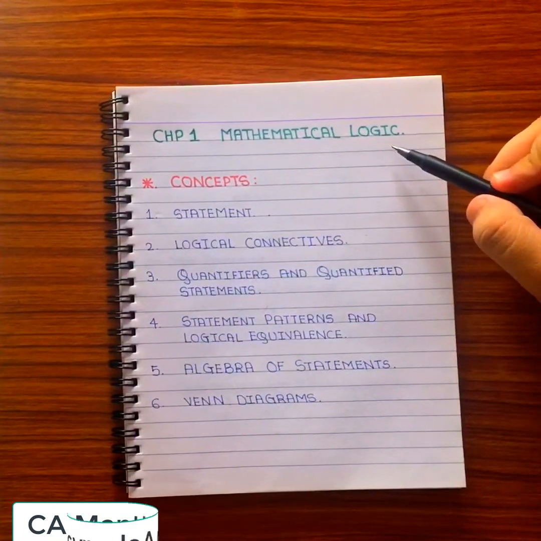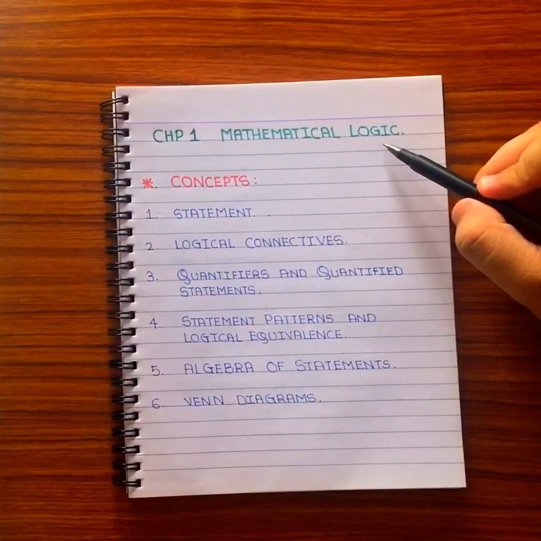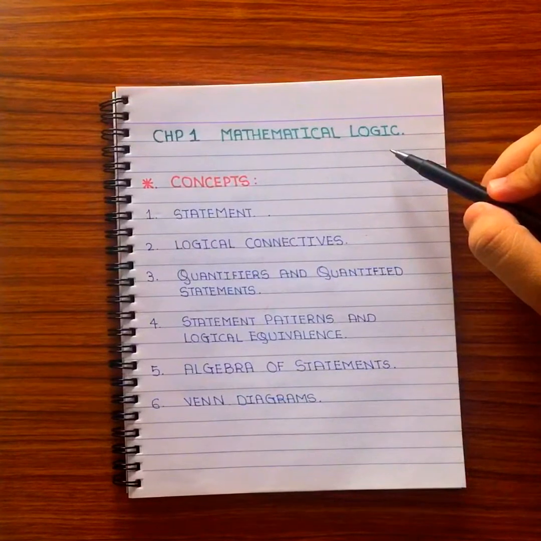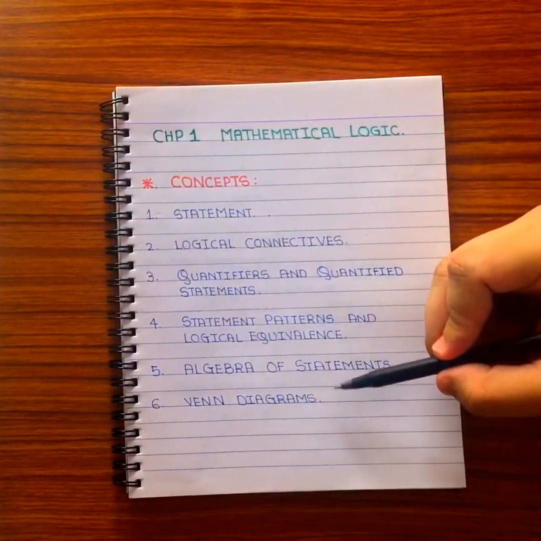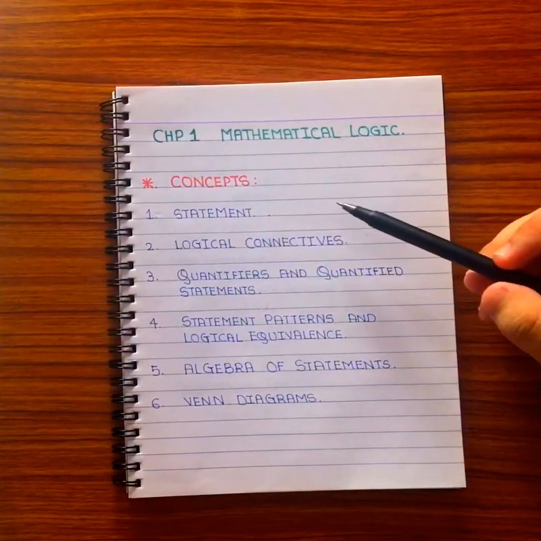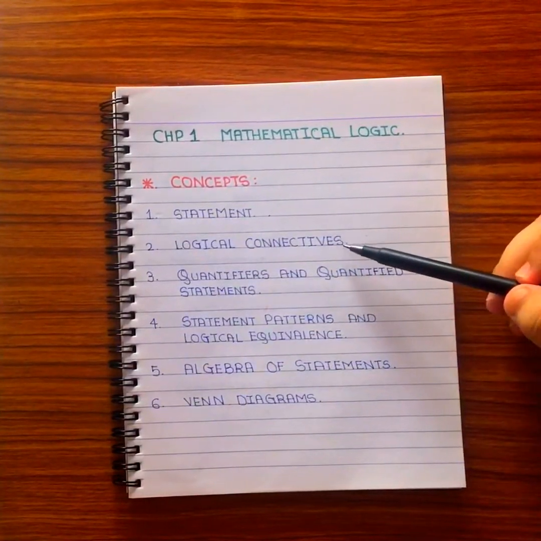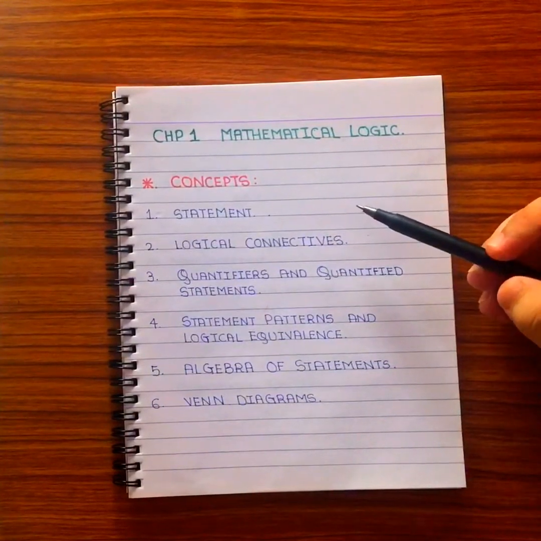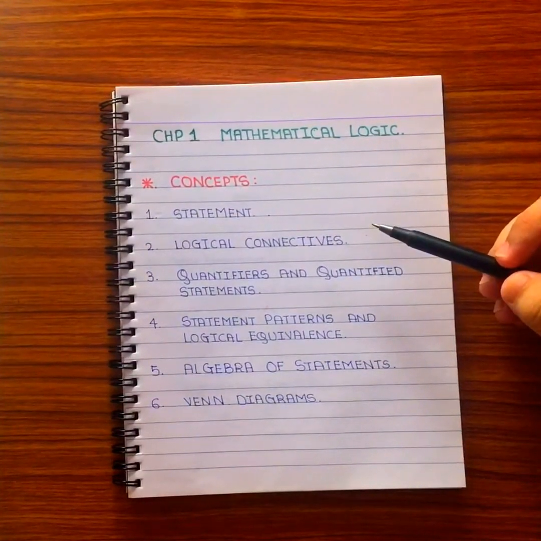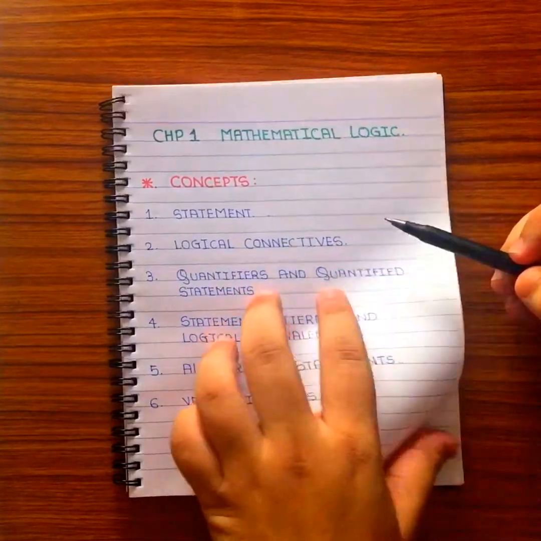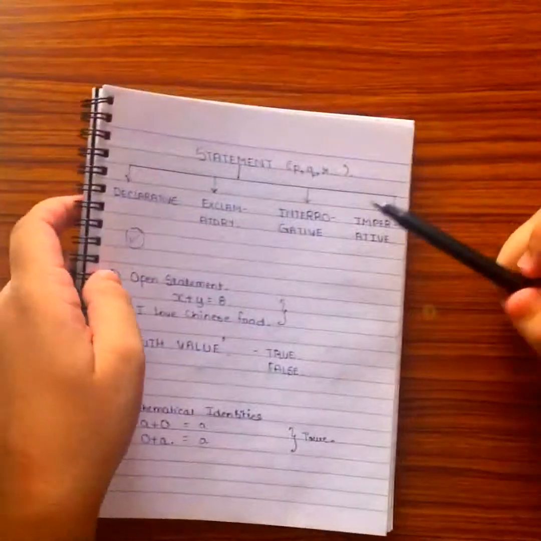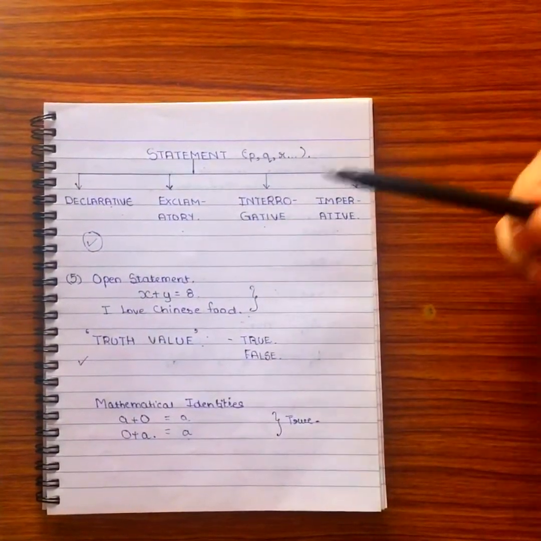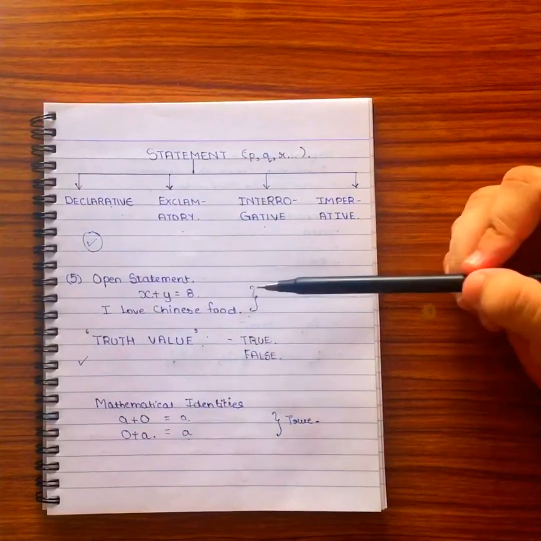In the last lecture, we started with the term logic. What does logic mean? Logic means a proper method of reasoning. We had 6 concepts in this chapter and we did the first concept and the second concept. The first concept is statement. What does a statement mean? A statement is a sentence which contains facts. There are 5 types of statements that we have studied: declarative, exclamatory, interrogative, imperative, and open statements.